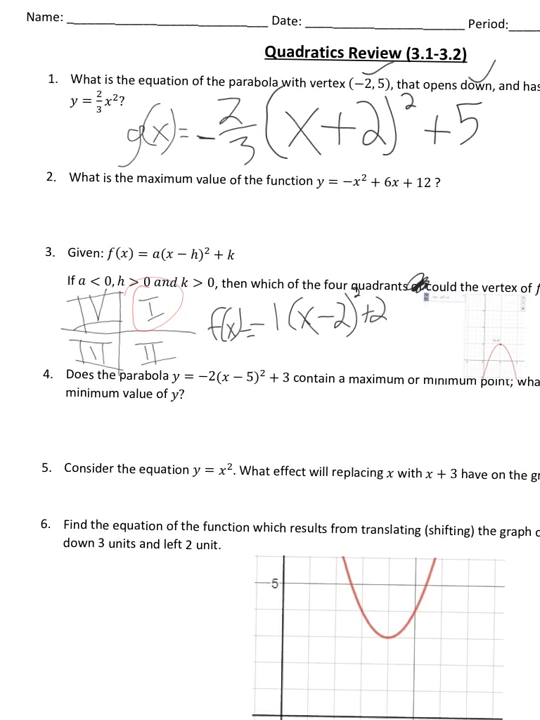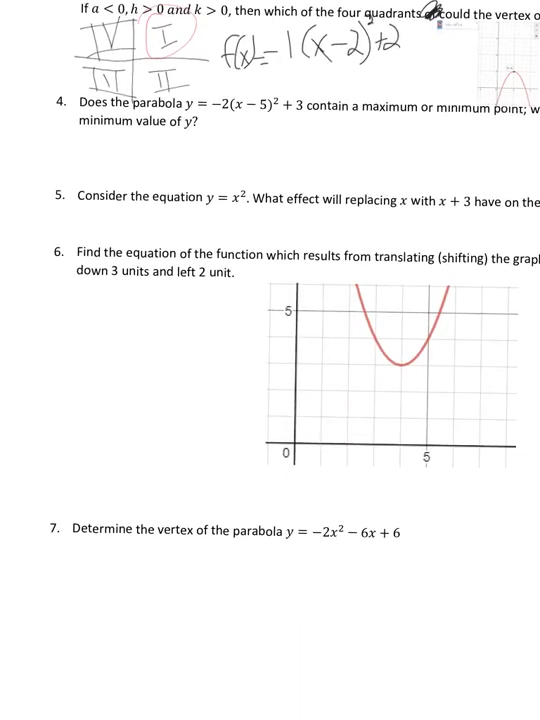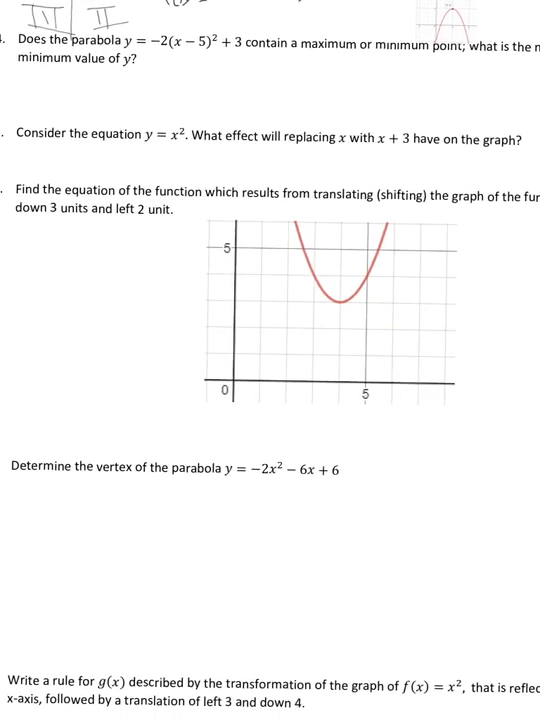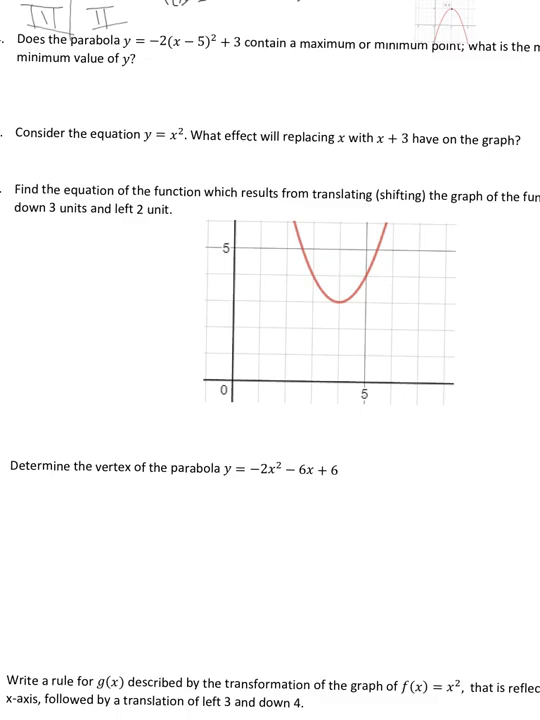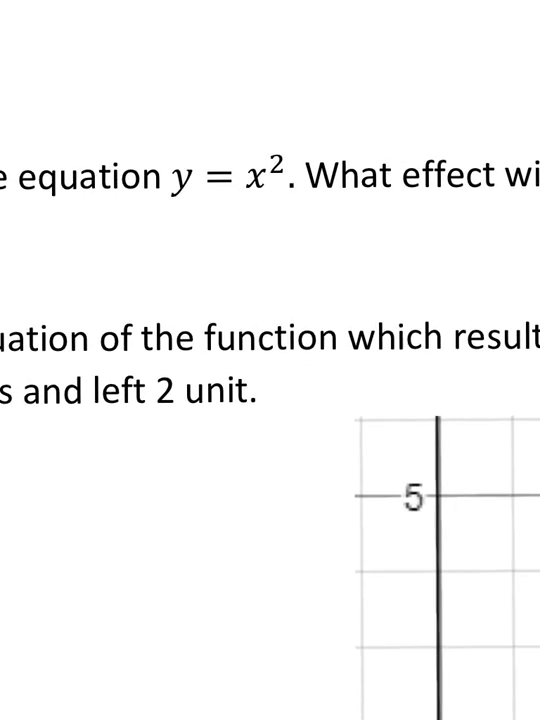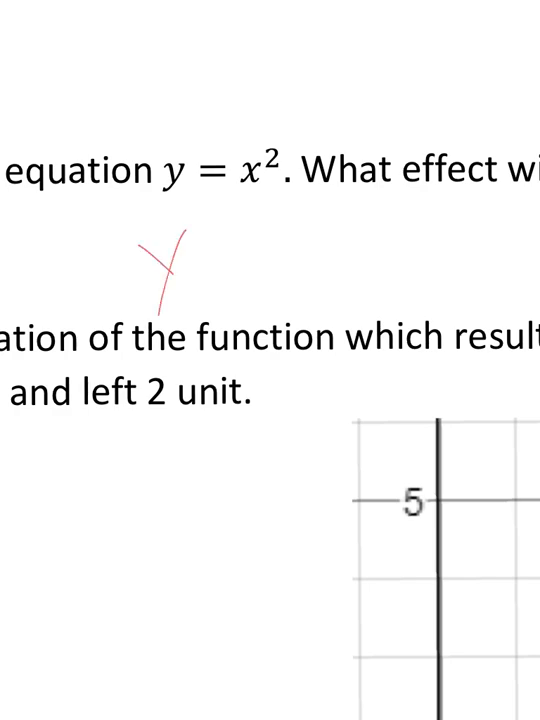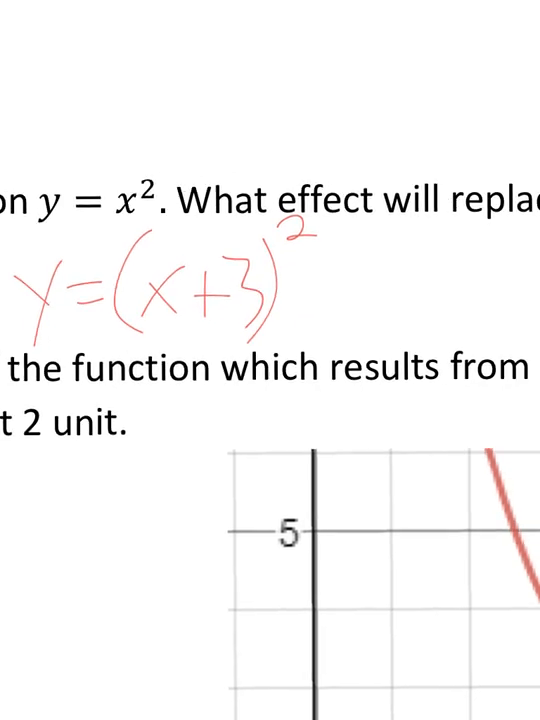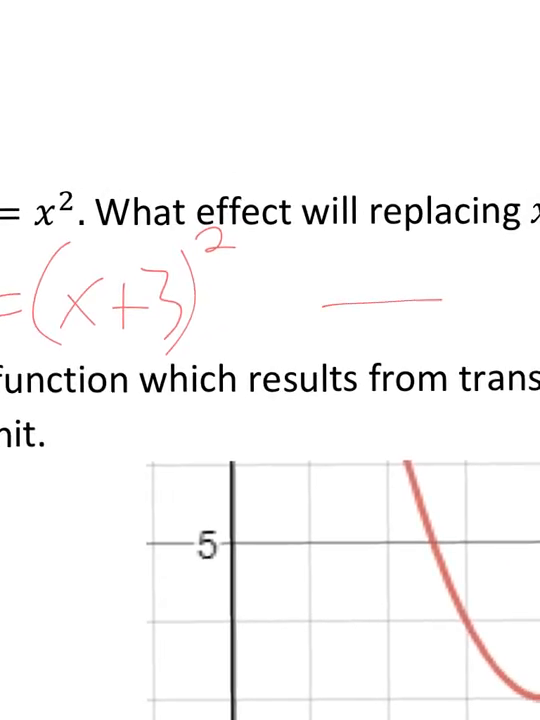Alright. Does the parabola... Oh, wait. That's an even. Consider the equation y equals x squared. What effect will replacing x with x plus 3 have on the graph? So replacing x with x plus 3. In other words, it's going to say y equals x plus 3 in parentheses. I know it's in parentheses because it says you're replacing x with x plus 3. It didn't say you were just adding on a 3, because then it would say x squared plus 3, but this is x plus 3 squared, okay? So anyway, remember inside is backwards, so that's going to go left 3.